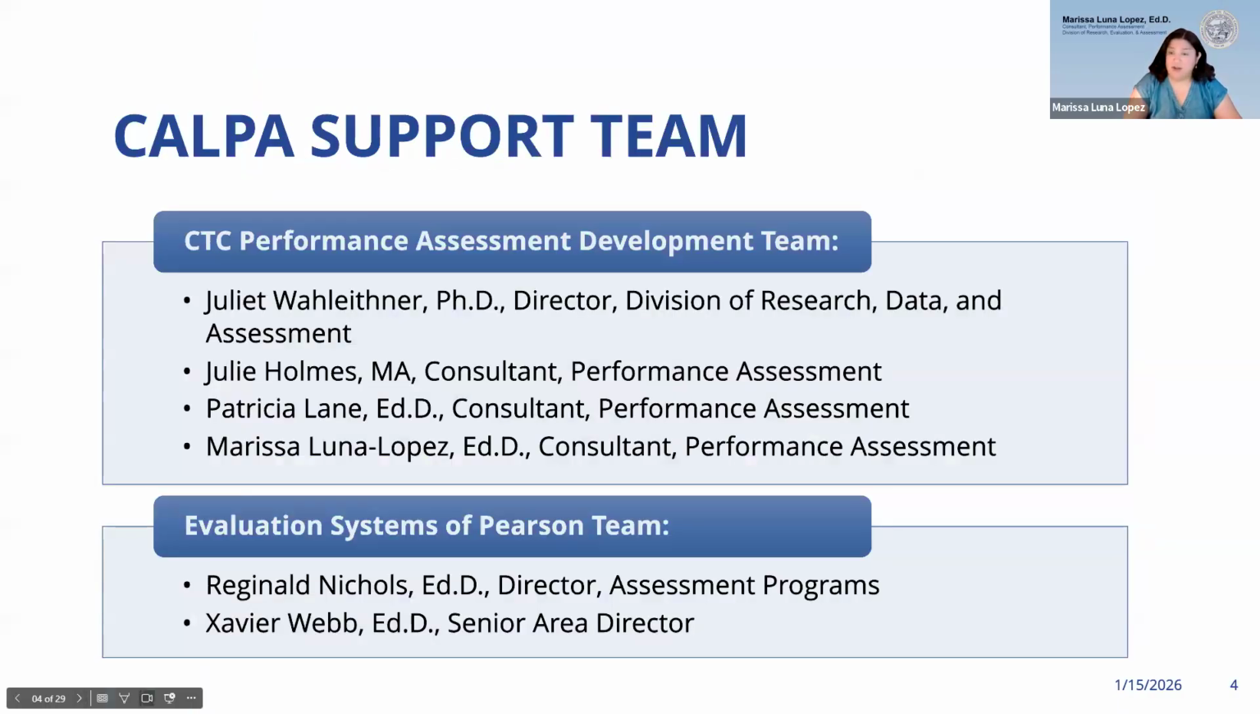All right, so the performance assessment, CalPA support team. We have our director, Juliet Waltleitner. She is, again, the director of the Division of Research, Data, and Assessment. And you all have noticed, perhaps, that there have been some renaming going along in the commission, different divisions, branches. So we are in the Educator Quality Branch. It used to be Professional Services Division. Now it's the Educator Quality Branch.